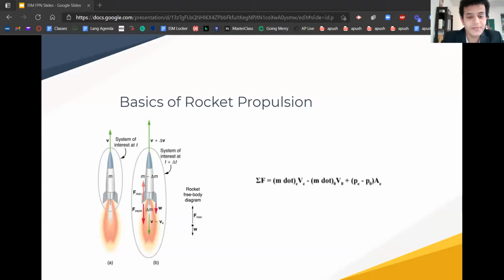This third term right here, the difference in P times A, is to account for the differences in pressure that occur as the rocket ascends through the atmosphere. As the rocket's elevation increases, the atmospheric pressure on it decreases, and it does cause a net force on the rocket.